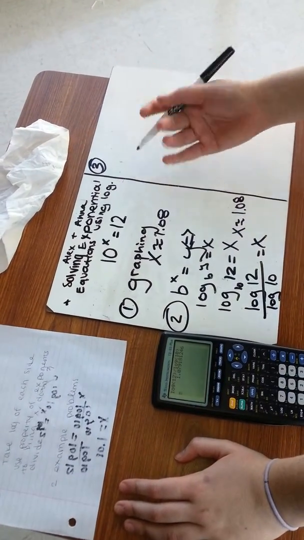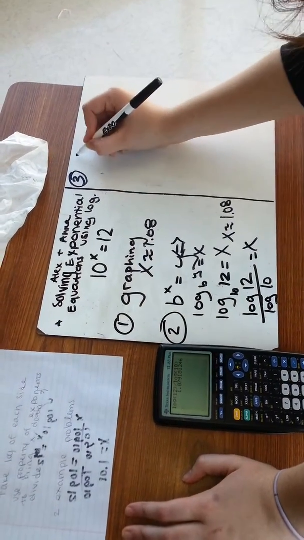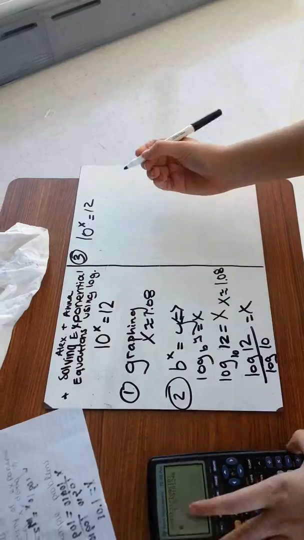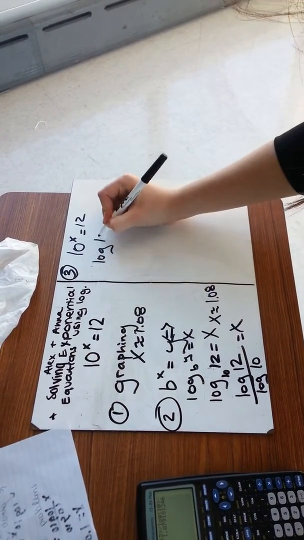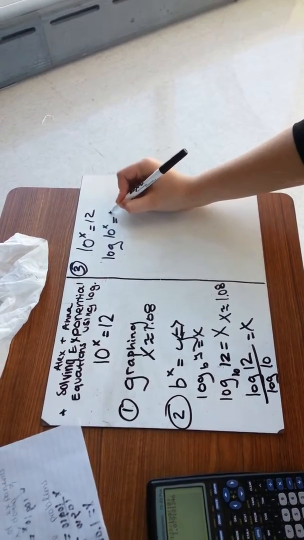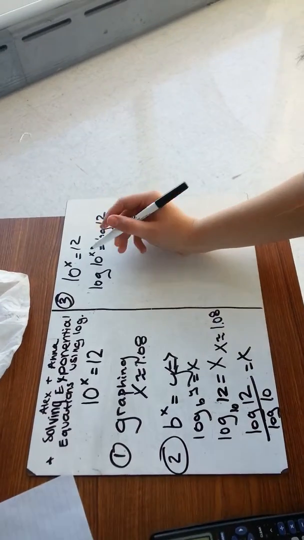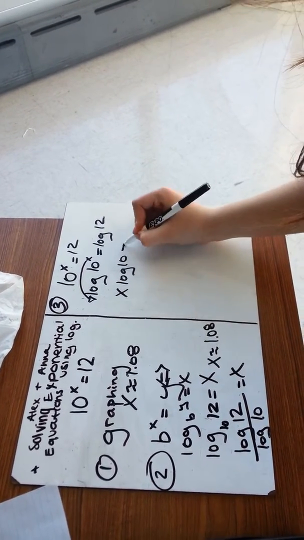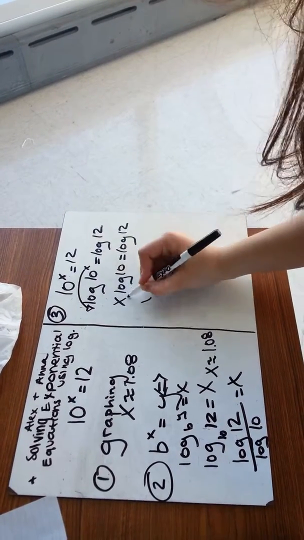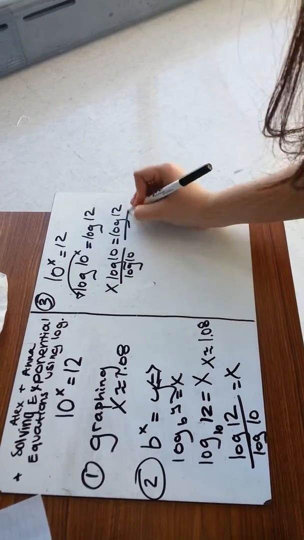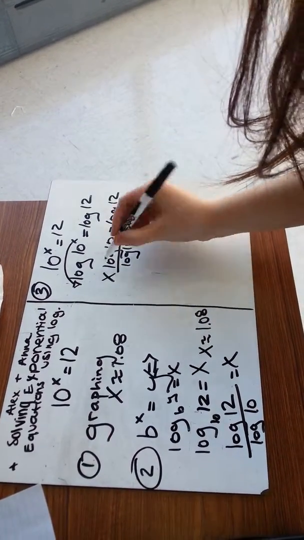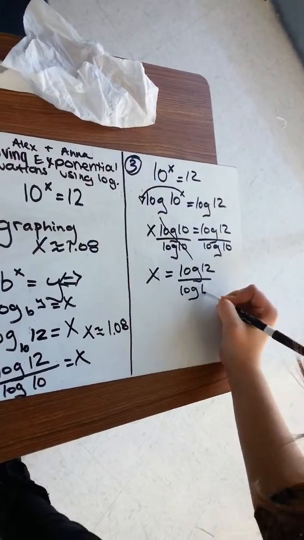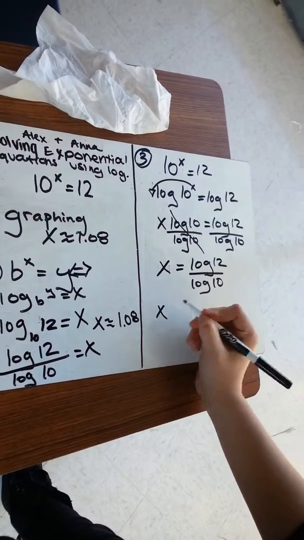So then we're going to do the third method. So I'm just going to rewrite 10^x equals 12. And now we're going to take the log of each side. So log 10 to the x equals log 12. Now, because of the property of exponents, we can bring the x down over here. So x log 10 equals log 12. And now we're going to divide by log 10 on both sides, so that cancels out. And we're left with x equals log 12 over log 10. And, like showing in the other ones, x is approximately 1.08.